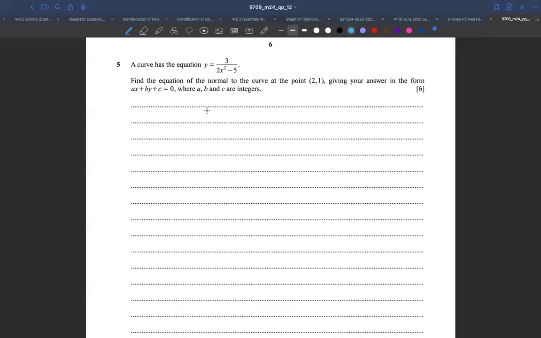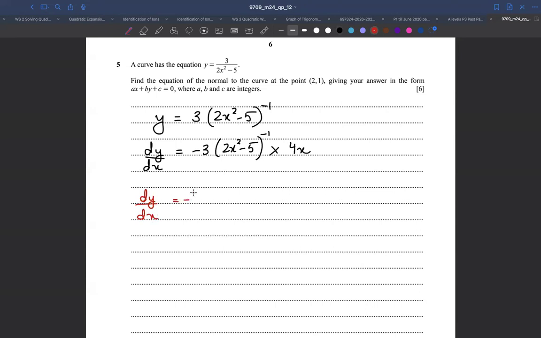A curve has the equation y equals 3 upon 2x square minus 5. Find the equation of the normal to the curve at the point. Okay, if I have to find the equation of the normal to the curve, it means I have to find the gradient as well. So my first step will be to bring this in the numerator. And then I will find dy dx. This dy dx represents the gradient of the tangent. So this will become minus 3, 2x square minus 5, reduce the power by 1, and then multiply it with the derivative of this, which is 4x. So now my dy dx is minus 12x.